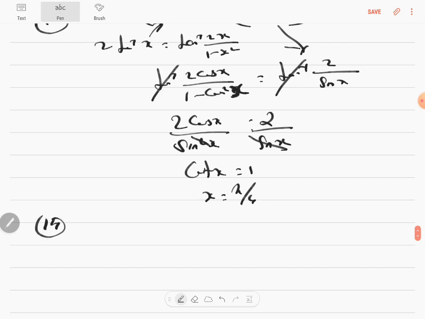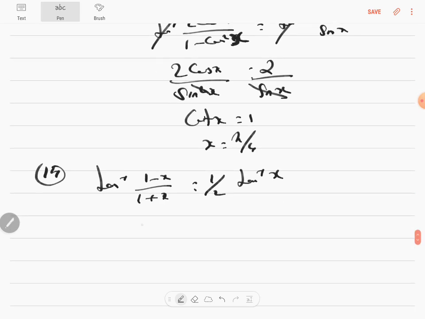The 14th question is tan inverse of (1 minus x) by (1 plus x) is equal to half tan inverse of x. This is a different approach. Can you see it's (x minus y) by (1 plus xy), which is like tan inverse of x minus tan inverse of y, which is tan inverse of 1 minus tan inverse of x, which is half tan inverse of x.